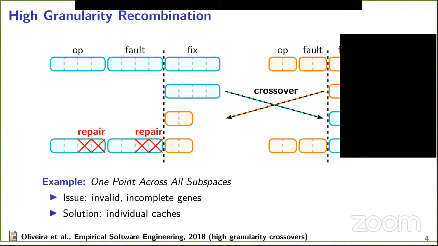But in order to preserve the genetic material, the solution that is introduced by Oliveira et al. is to have individual caches for each of the three sublists. So the representation is not 3 sublists for op, fault, and fix, it is 6 sublists, with 1 cache for each of the 3. Yeah, I think we can do more simply than that.